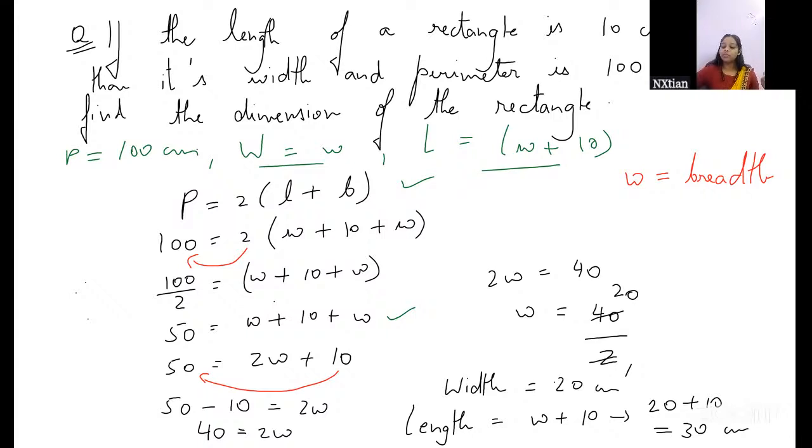Now we know that when we have to find the value of the variable, we take the number below it. We divide this number by this number. So we did 40 divided by 2, which gives us 20. The question says that the length is 10 more than the breadth. So breadth we have 20, and for length we add 10 more. 20 plus 10, so 30 centimeter is our length. Like this we solve. Got it?